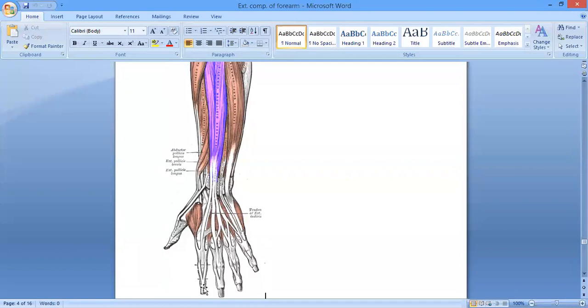Okay? So the extensor expansion is formed from the tendon. It is going to divide into 3 slips. The central slip is attached to the base of the middle phalanx, whereas the 2 lateral slips attach to the base of the distal phalanx. Is it clear? Is the insertion clear? Is the pathway clear? Hurry up, reply to me, but I don't have the time. Yes, sir. Is there any problem?